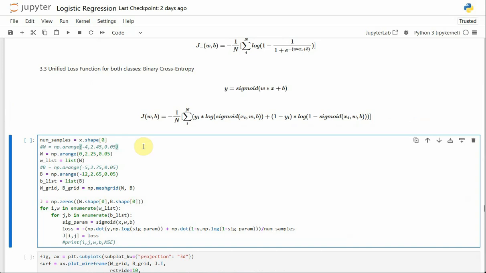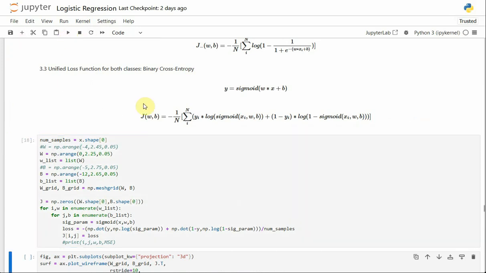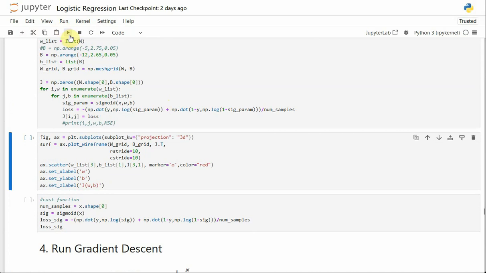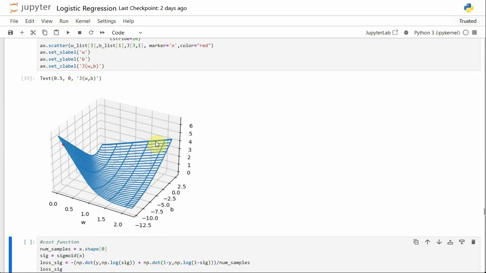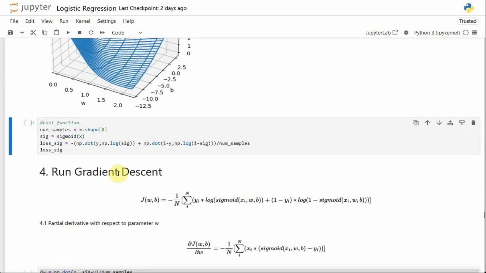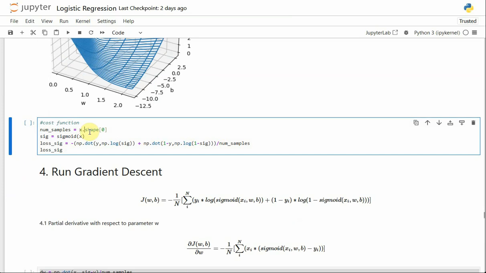So let me draw the cost function in three-dimensional space. As you can see, the binary cross-entropy cost function is a convex function, and it should have a single local minimum point. So here let me provide an example of how to compute the binary cross-entropy loss function.